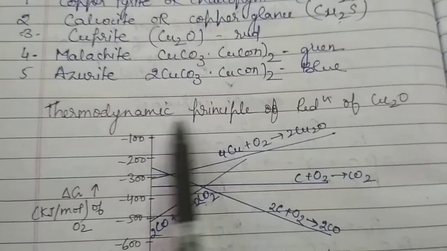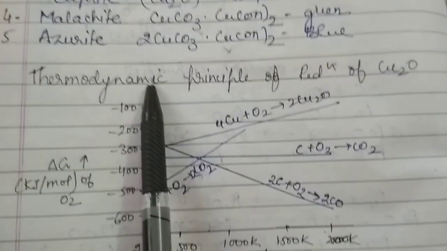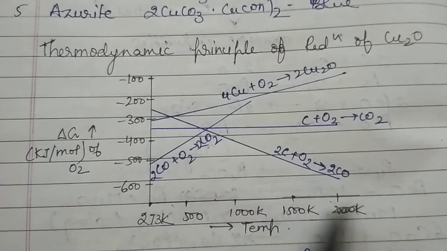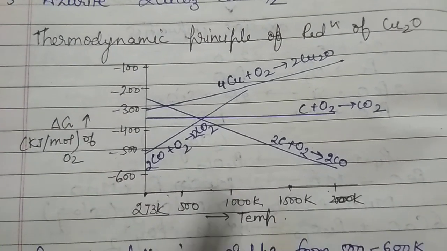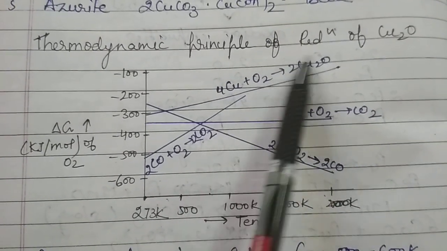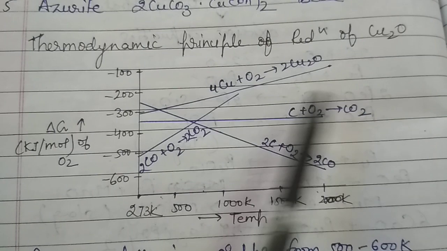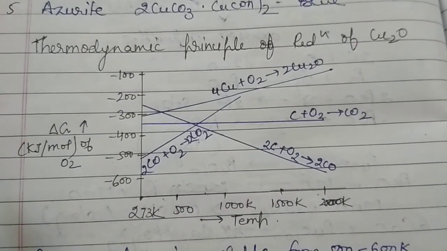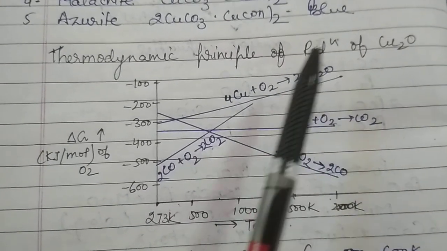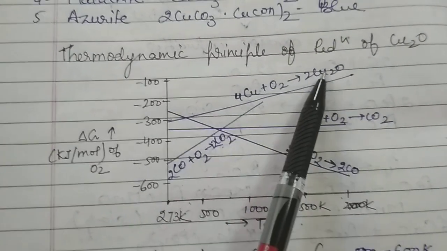Before starting the metallurgy, let's see the thermodynamic principle of reduction of copper oxide to copper. As we are able to see, this is the Ellingham diagram between delta G and temperature, giving free energy change against temperature. Here we see four graphs. The first one is copper to copper oxide. The others are carbon to carbon monoxide, carbon to carbon dioxide, and carbon monoxide to carbon dioxide. The copper to copper oxide graph is almost at the top, while the others are below it.